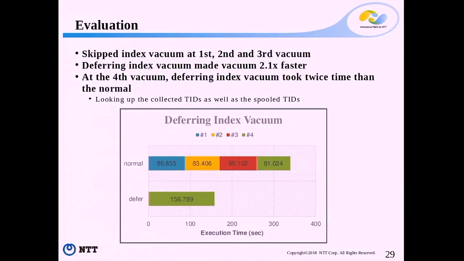And this is the result of the performance evaluation. The upper graph shows the normal table. Each vacuum took about 85 seconds on average. With the deferred index vacuum feature, we skip the index vacuum at the first, second, and third vacuum. And at the last, fourth vacuum, deferred index vacuum took twice the time of the normal one, because we needed to look up the collected TIDs as well as the spooled TIDs. So it took twice the time.